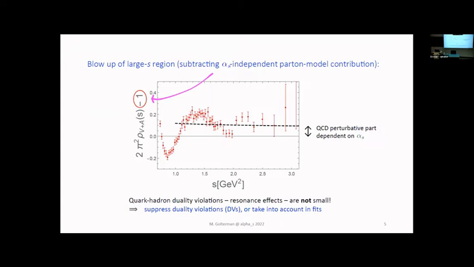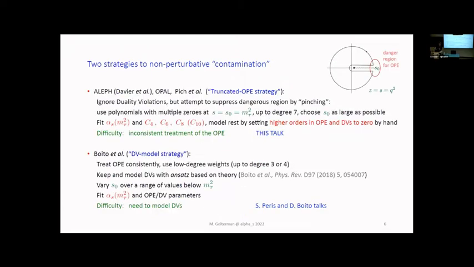So we think that this tells you that you have to worry about duality violations, and even if a lot of pinching helps you to control them, you should show that you control them and not assume that you control them. So, as is clear from all the previous talks, there are basically 2 strategies to deal with this non-perturbative contamination that we have to deal with in tau decays.